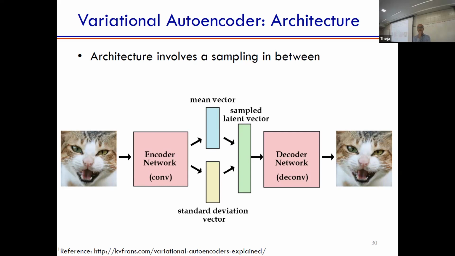Yeah, do you have a question? No. Any questions? So actually, the architecture involves one sampling here and also another sampling there. I think there's a picture in the next couple of slides about that.